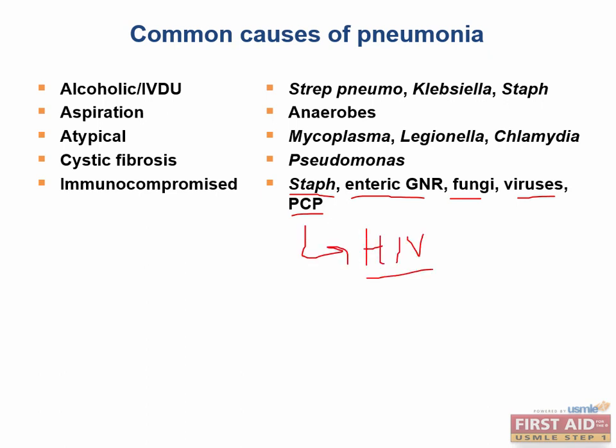So now, what is the most common cause of pneumonia in these immunocompromised patients? This is a great trick question that the boards love. The most common is strep pneumo because it is the most common bug that causes pneumonia, whether or not the patient is immunocompromised. So it doesn't matter that this patient is immunocompromised. The most common bug that causes pneumonia is strep pneumoniae.